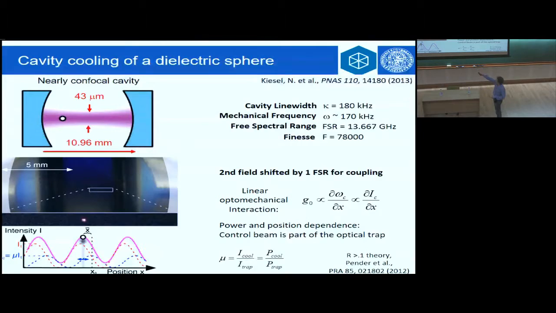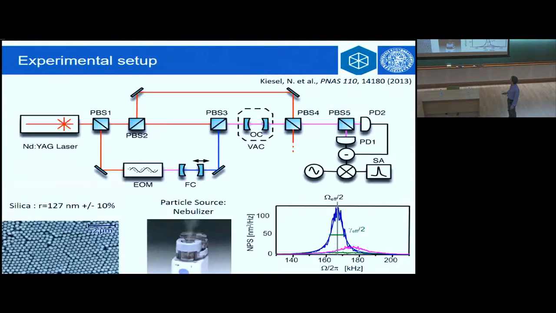And at a quarter of the cavity length, one gets this kind of configuration where the particle is trapped in both fields but moves along the slope of one of the two light fields. And as the optomechanical coupling goes with the slope of the intensity distribution, this results in some coupling. I won't go through the details of the setup.